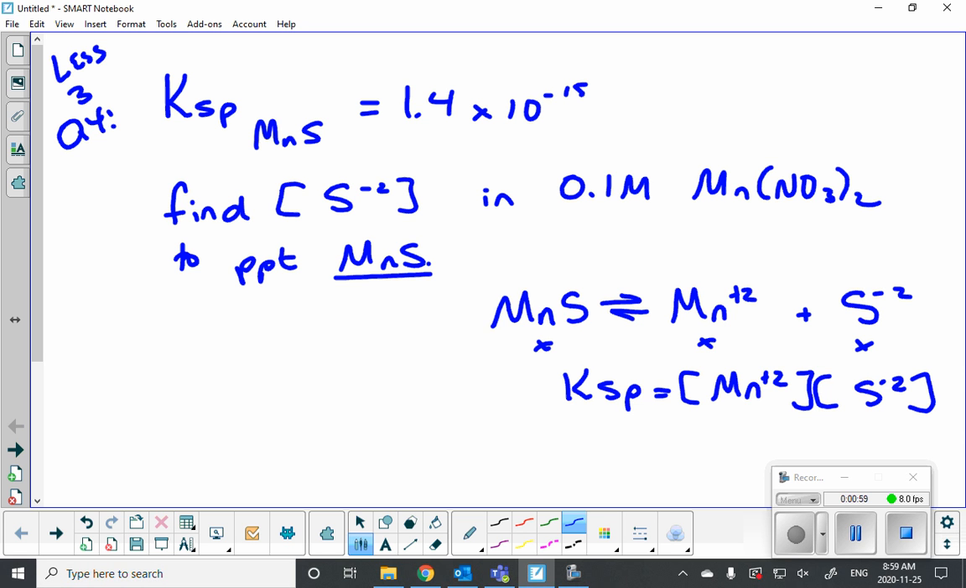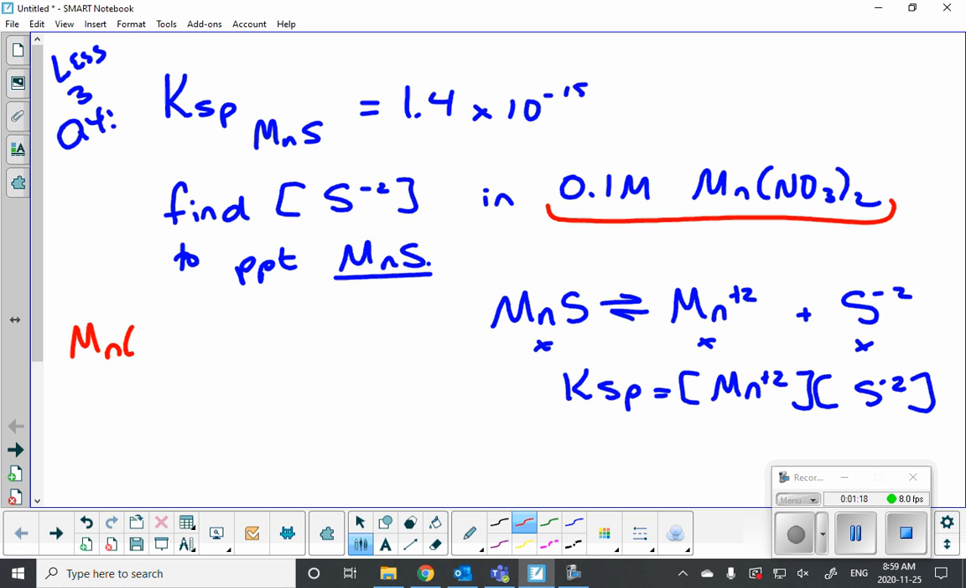Now, I don't need to substitute the X's into the bracket. I would if all of the manganese and all of the sulfide came from manganese sulfide. But the thing is, they're telling us the manganese is actually coming from another source. They're telling us the manganese is coming from somewhere else.